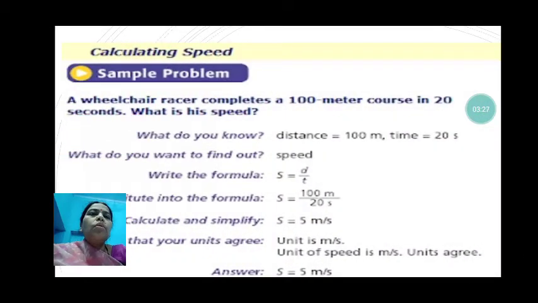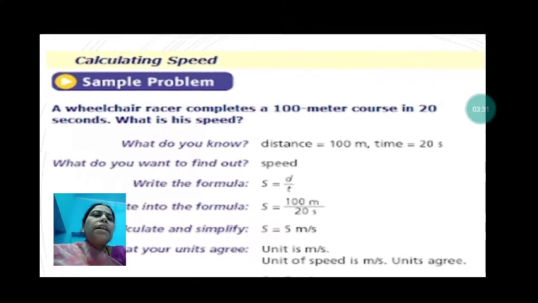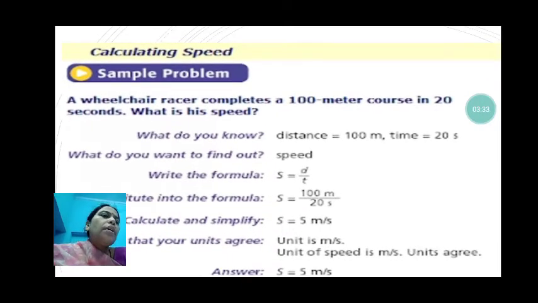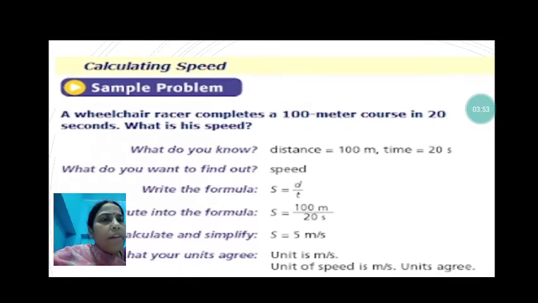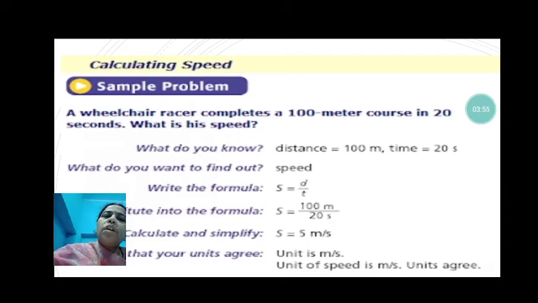Let us calculate speed with some examples. A wheelchair racer completes a 100-meter course in 20 seconds. What is his speed? It is asking for the speed of the wheelchair racer who completes a 100-meter course in 20 seconds. So what do we know here? We know the distance is equal to 100 meter. We know time is equal to 20 seconds. We have to find out speed.